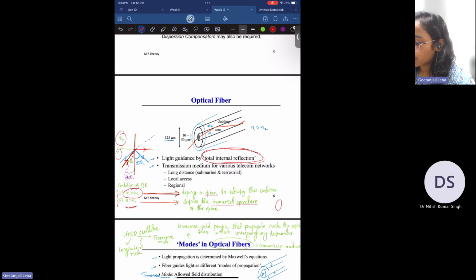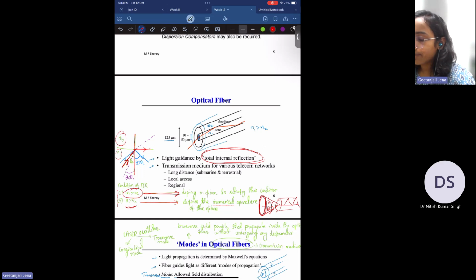So when you have a fiber and you launch the light at this input end, this numerical aperture defines the cone of angles within which, if you incident the light, it will be guided inside this fiber through total internal reflection. So these are some basics of total internal reflection.